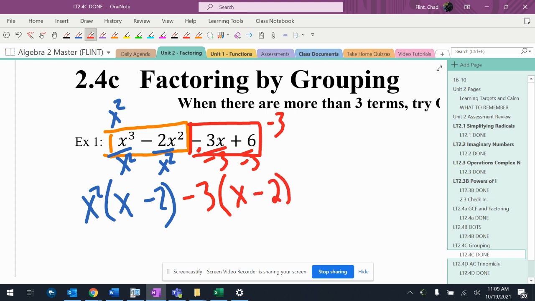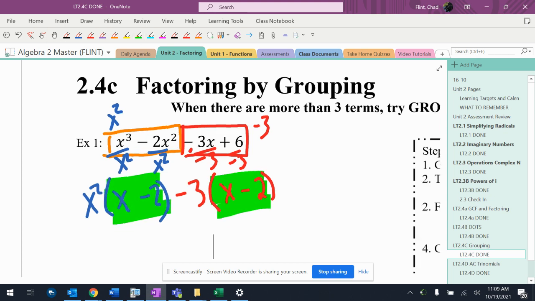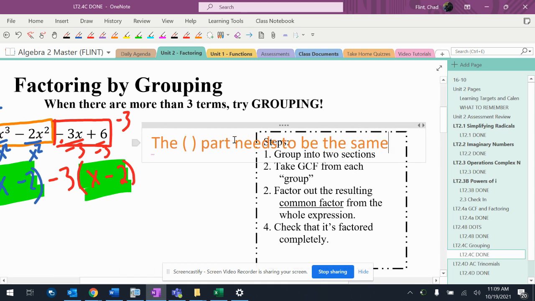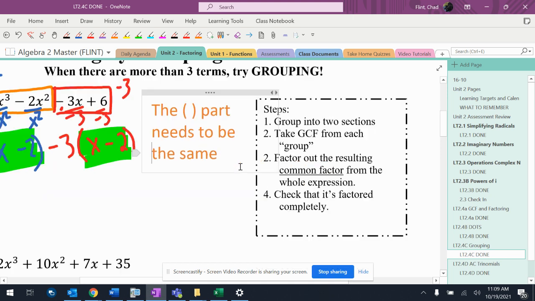Now, the most important thing is that these two things right here in the parentheses have to be the same, or I didn't do this correctly. So I'm going to put a little note here. The parenthesis part needs to be the same. Let me make sure I can read that. Parenthesis part needs to be the same, or else it's wrong.